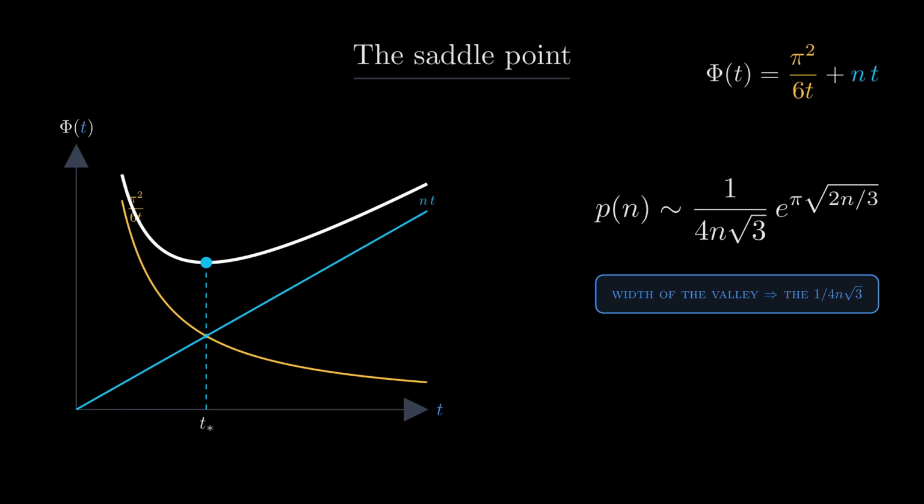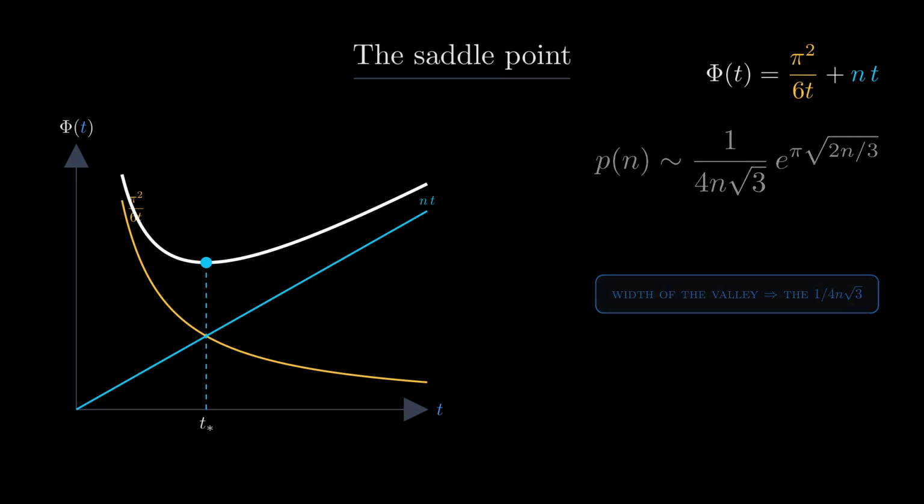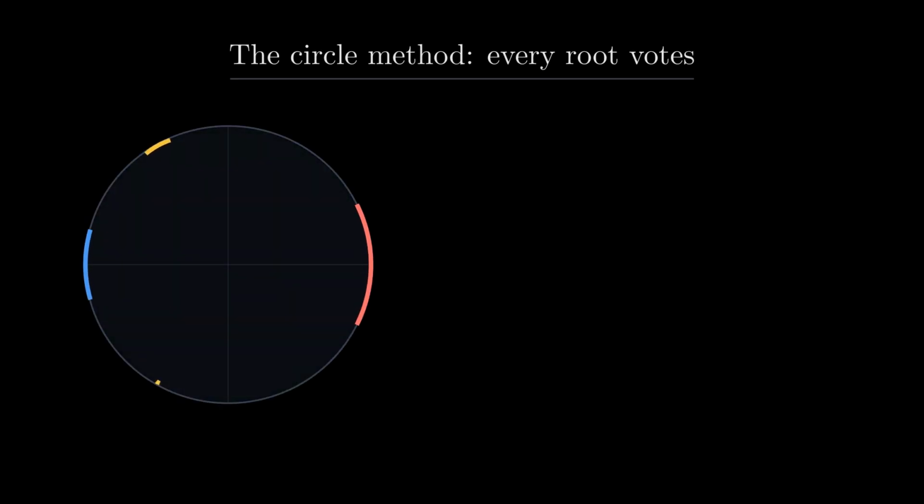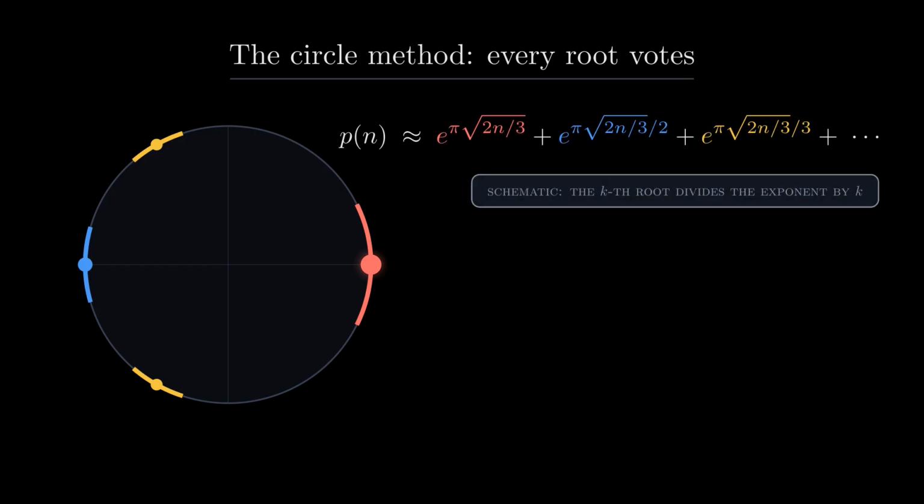Back to the rim, one last time. The leading term only listened to q equals 1. The circle method listens to all of them. Slice the circle into little arcs, one around each root of unity, and add up what every arc contributes. And here's why it works so beautifully. Each root contributes a term, but the root with denominator k carries the exponent divided by k. So q equals 1 dominates, q equals -1 is echo, and the rest fade fast. A few terms is all you need.